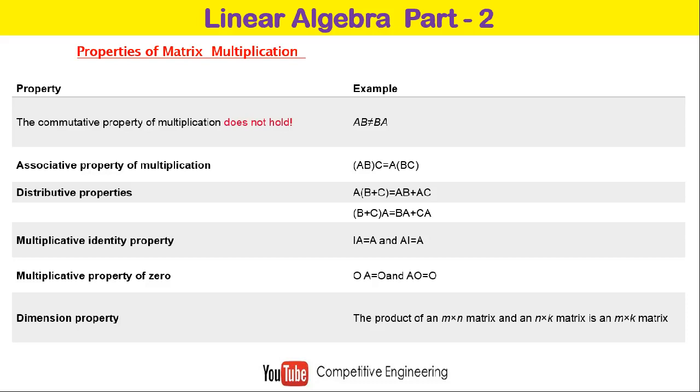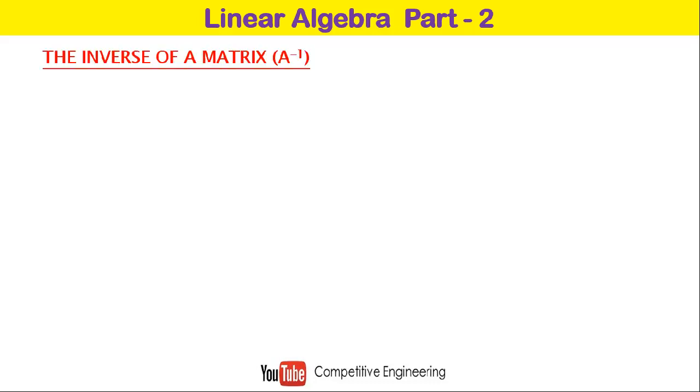Okay. Multiplicative property of 0: a null matrix into A gives a null matrix, and A into a null matrix gives a null matrix. The dimension property: for the product of an m by n matrix and an n by k matrix, we get a matrix C which will be of order m by k. So this is the dimension property. Now we go to the concept of the inverse of a matrix. For an n by n matrix A, that is a square matrix, there exists a matrix B such that A into B equals the identity matrix, or B into A equals the identity matrix. The matrix B is called the inverse of the matrix A.